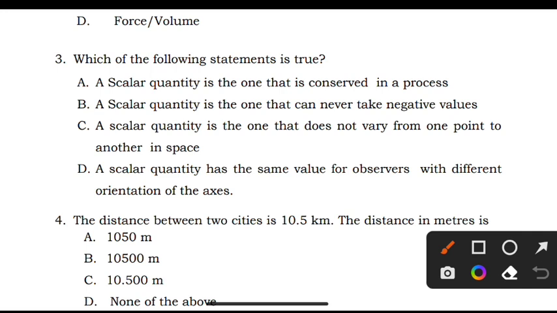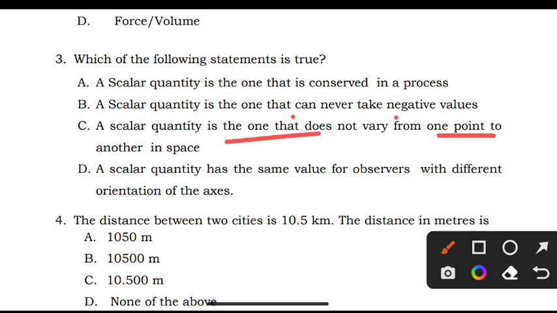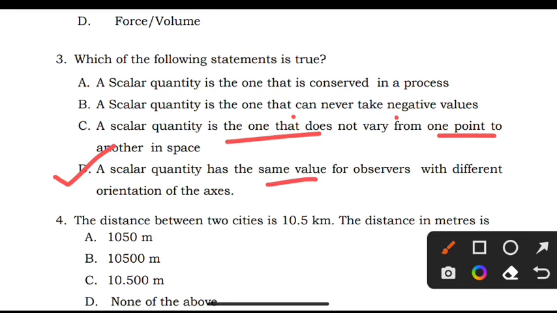Which of the following statements is true? A scalar quantity is one that is conserved in a process. A scalar quantity is one that can never take negative values. A scalar quantity is one that doesn't vary from one point to another in space. A scalar quantity has the same value for observers with different orientation of the axes. So in these options, you will notice that option number D has the correct statement. How? Because a scalar quantity has the same value for observers with different orientation of the axes.